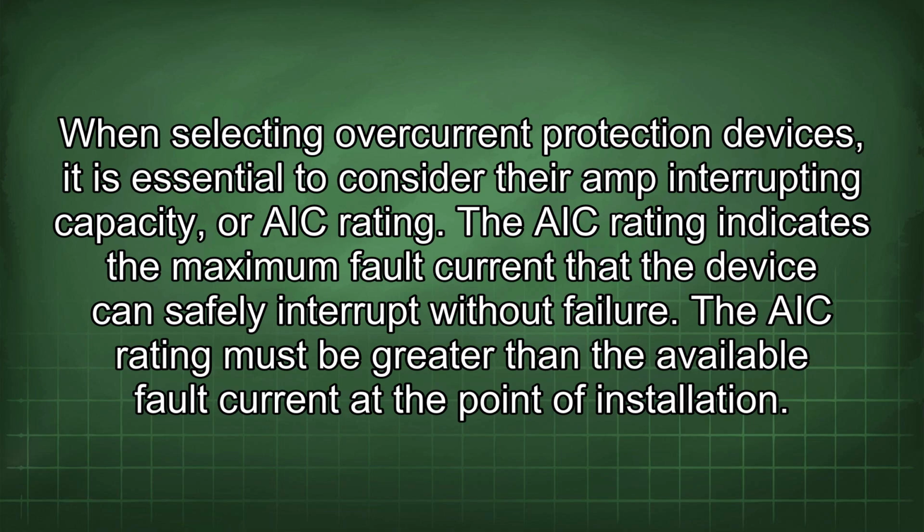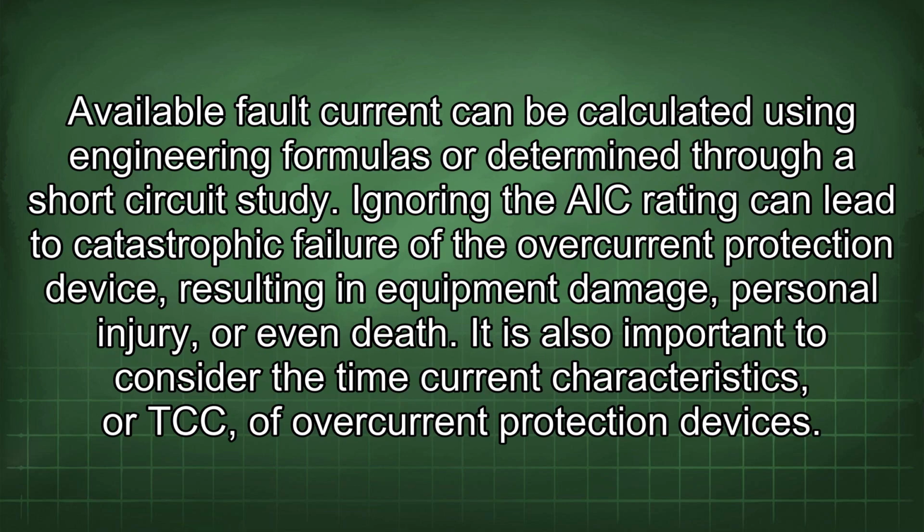The AIC rating must be greater than the available fault current at the point of installation. Available fault current can be calculated using engineering formulas or determined through a short circuit study. Ignoring the AIC rating can lead to catastrophic failure of the overcurrent protection device, resulting in equipment damage, personal injury, or even death.